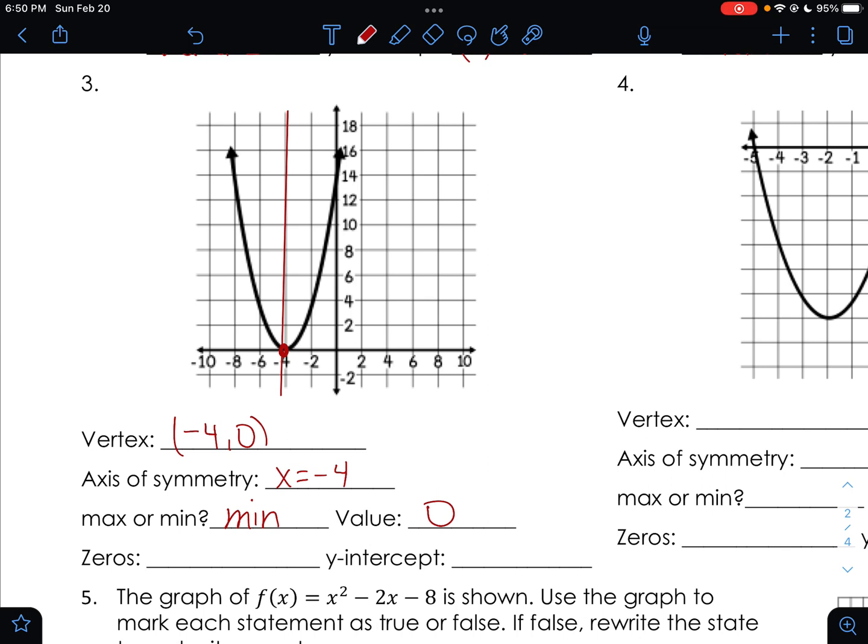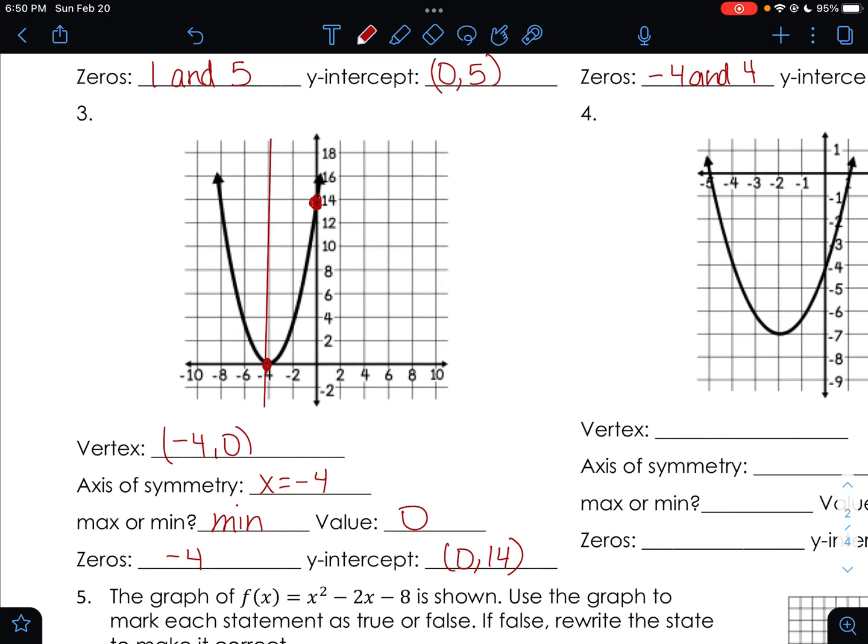Okay, how many zeros does it have? It's only crossing or touching the x-axis at one spot, and that spot would be at -4. So its zero is -4. The y-intercept is right here, and that is crossing at 0, 14.